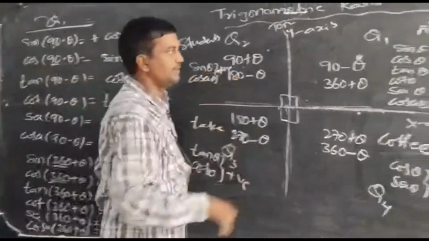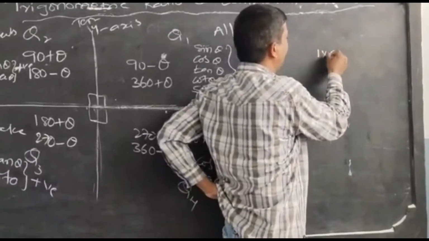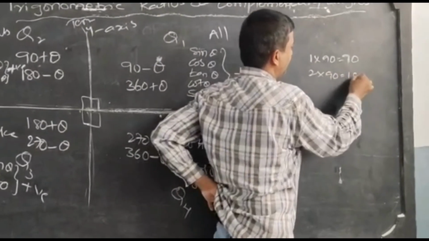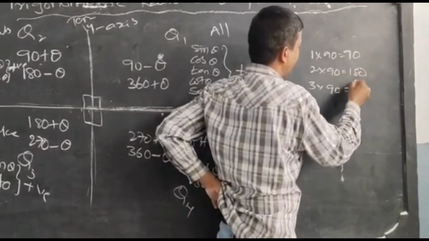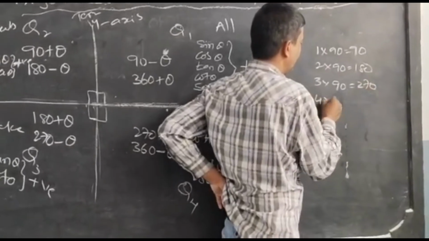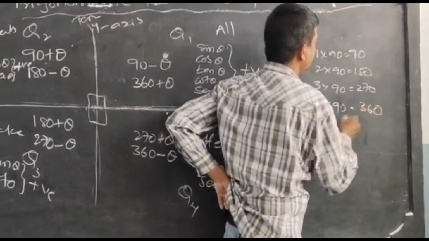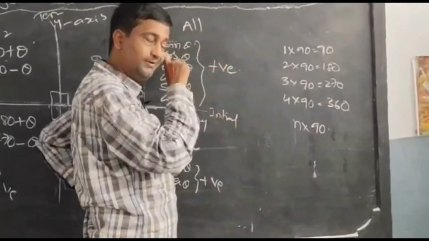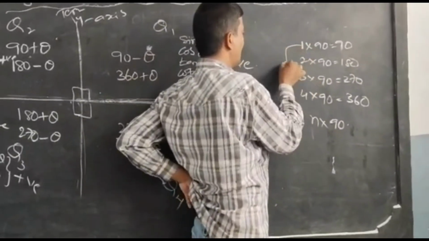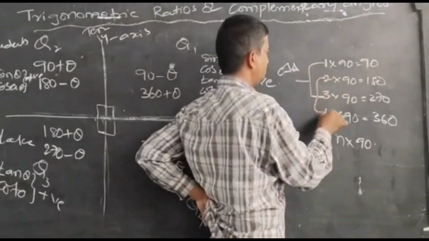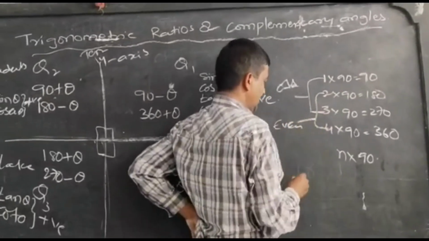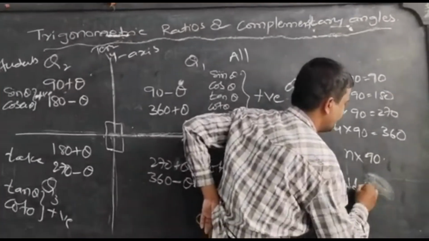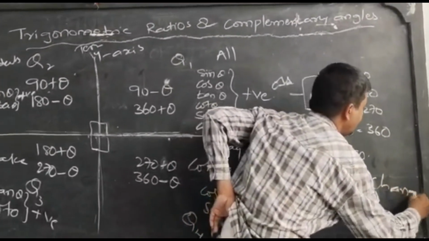See here, we can write 1 into 90 is equal to 90, 2 into 90 is 180, 3 into 90 is 270, 4 into 90 is 360. Finally we can write n into 90. See here, these two are odd, these two are even. If n is odd, there is a change in the ratio.